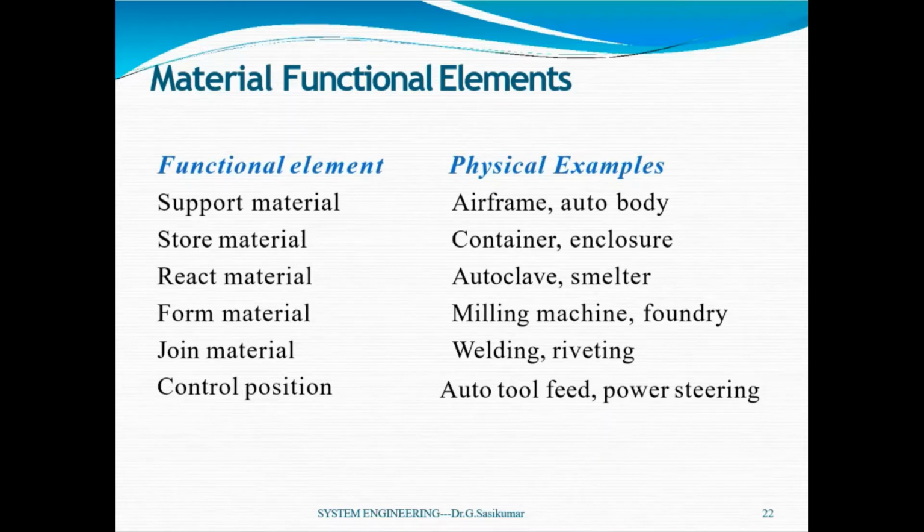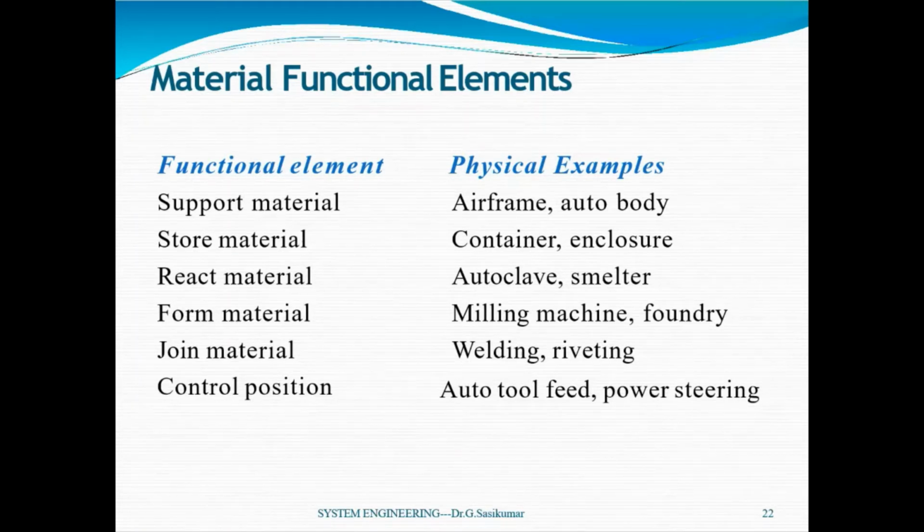maybe in other places for shifting operation. We use container, big container. Okay, we use the container to store the material, and autoclave and smelter are used to react material. The milling machine is used to form material, and welding and riveting are used for joining. You may have seen welding while you are traveling across the road. Many places you can see the welding. So welding is widely used to join two materials.